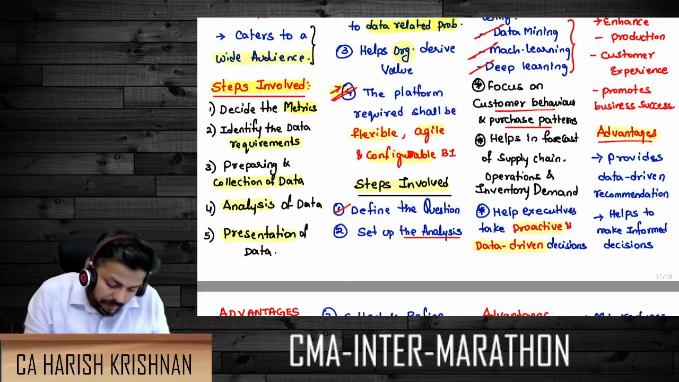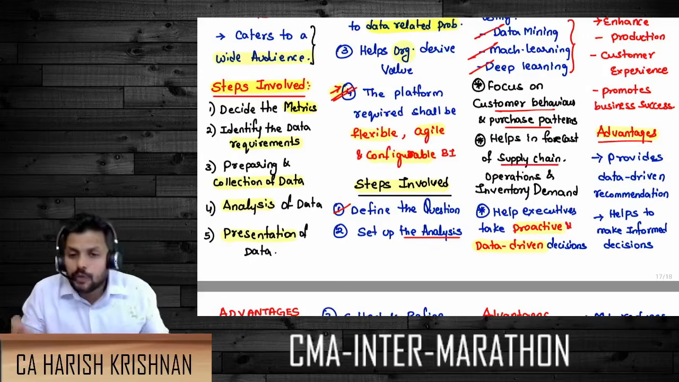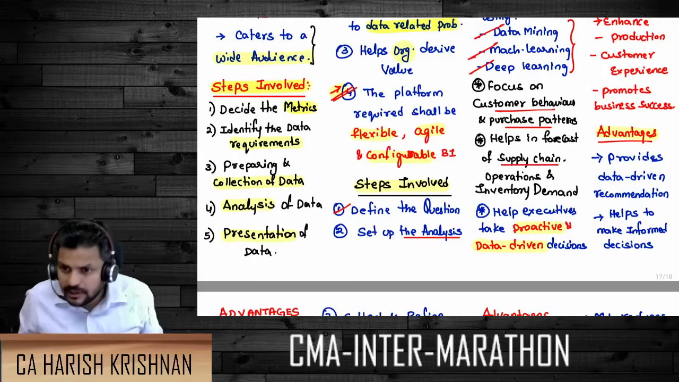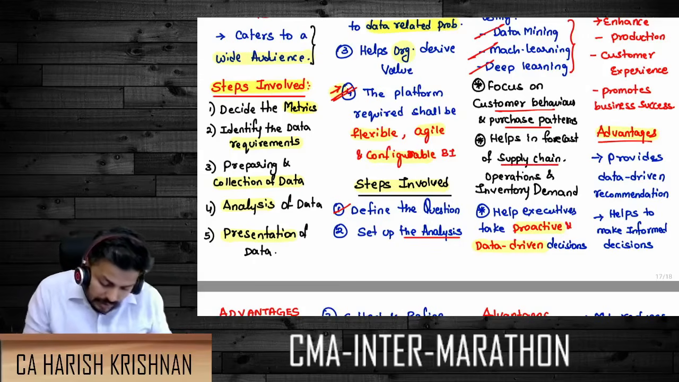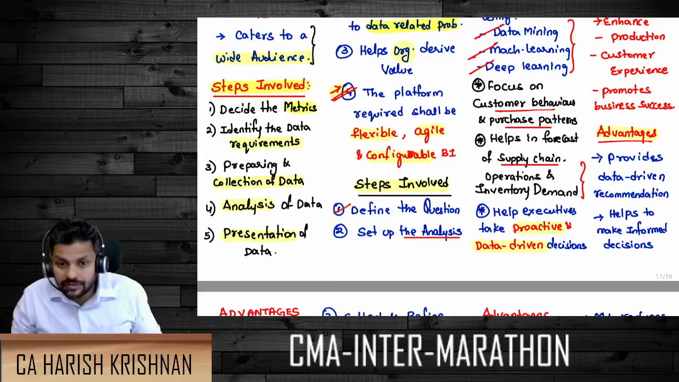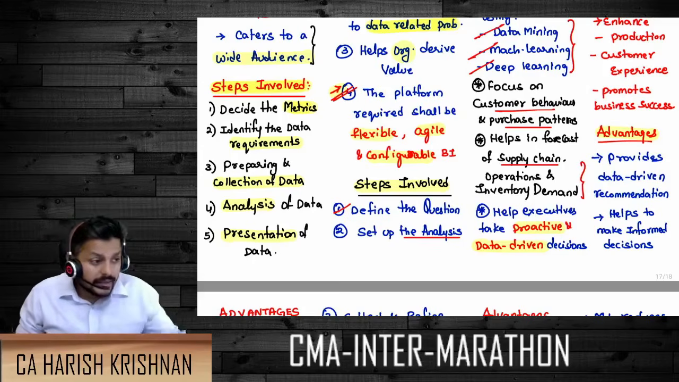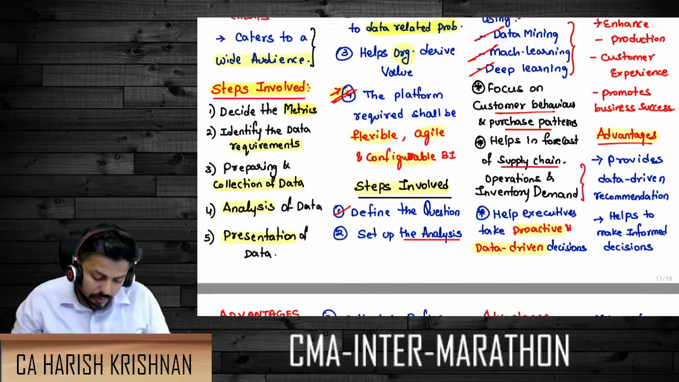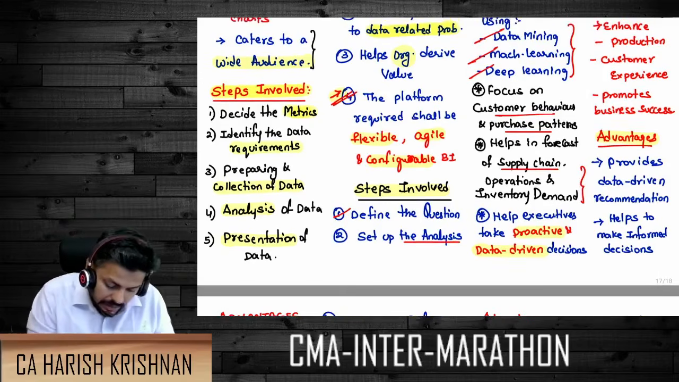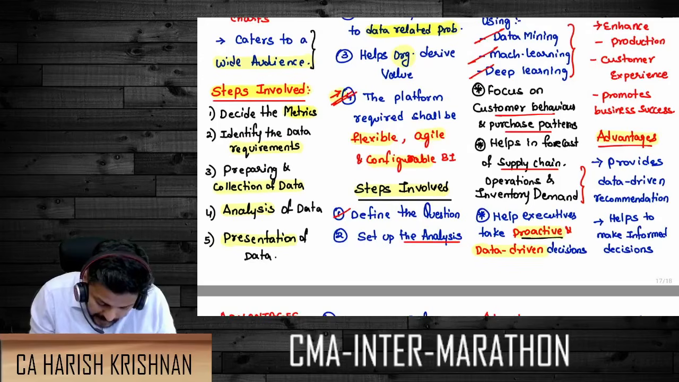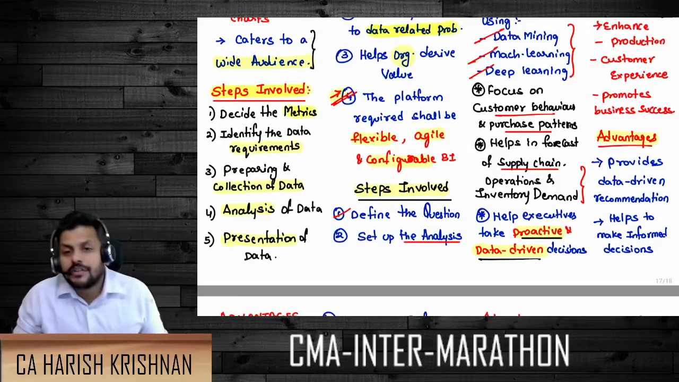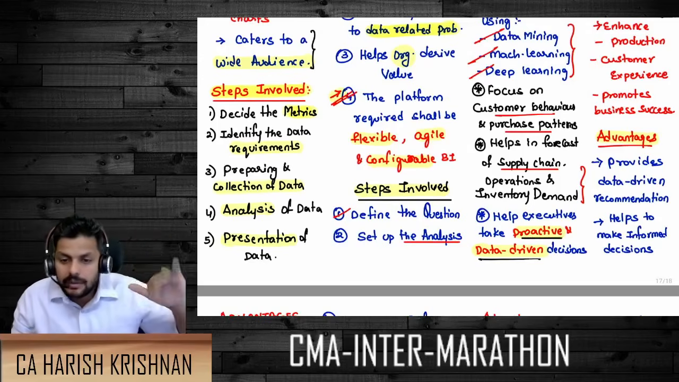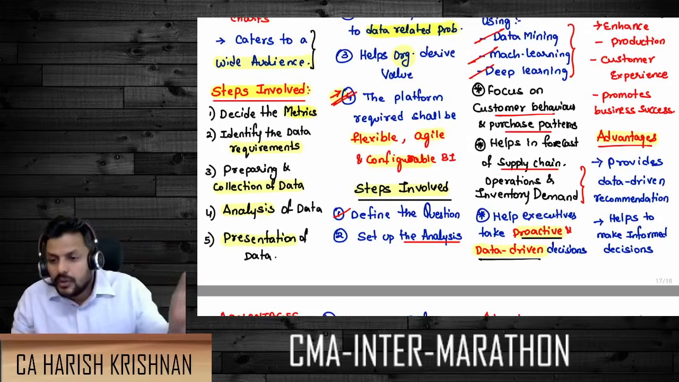And then it helps in forecasting the supply chain, how much stock you have to keep. I gave all these examples in class, right? For inventory demand, should you go for just in time, will it work? In some cases it may not work. So all the details that are needed will also be prepared. Plus it helps executives take proactive and data-driven decisions rather than blindly predicting something out of nowhere. Use the data.